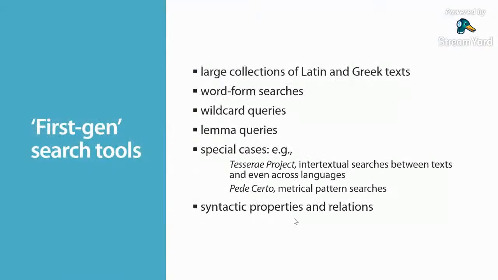And I'll just point out, on this slide, some of the functionality that I would say characterizes first-generation search tools: obviously word form searches, wildcard searches, and lemma searches. There are also special cases, special corpus types. For example, the Tesserae project out of Buffalo is focused on intertextual searches between texts, even across languages. And Pedecerto is focused on metrical pattern searches. So these different corpora have obviously different concerns as special cases.